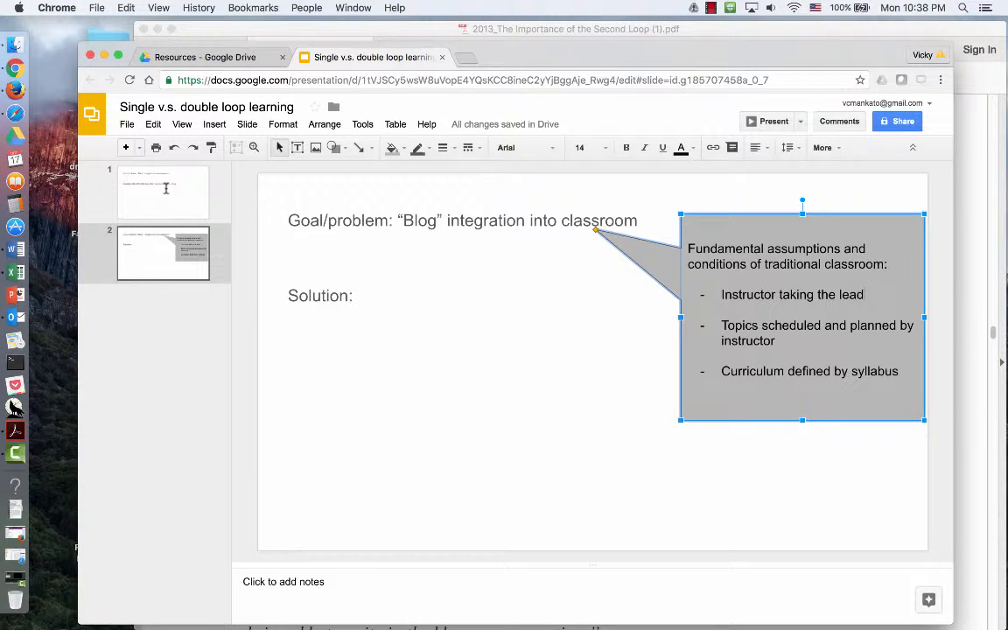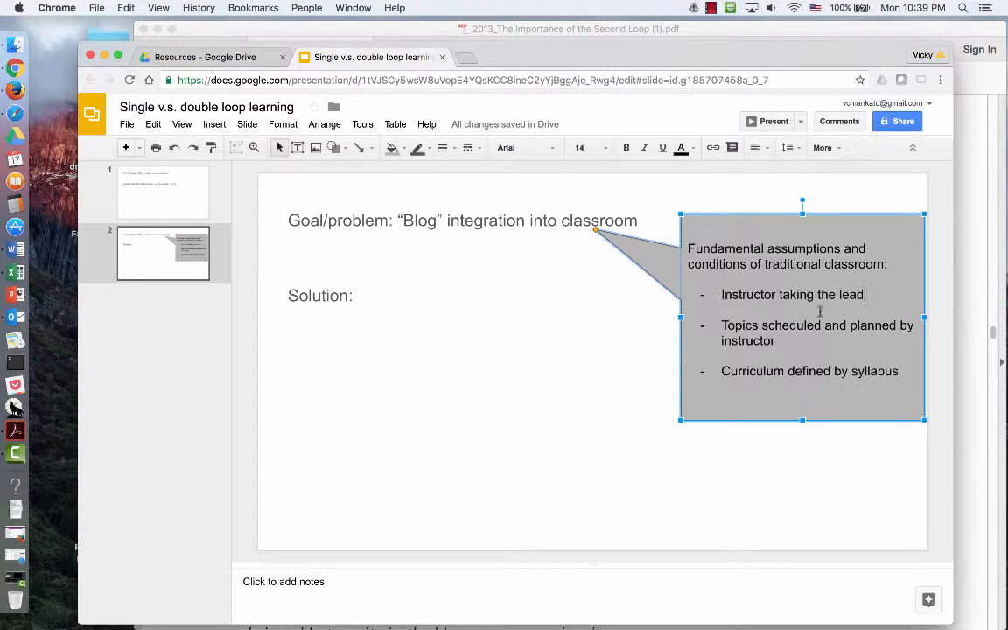By contrast, in the double loop learning process, when you identify a goal or a problem, the next step is not to directly design a solution to that. Instead, you re-examine the current conditions and initial assumptions that you have. For example, if you continue to read the articles, you will see in the second round of implementation, those instructors started to challenge their own initial assumptions about traditional classrooms.